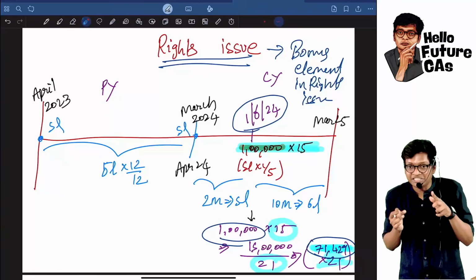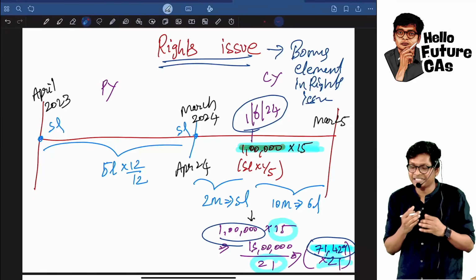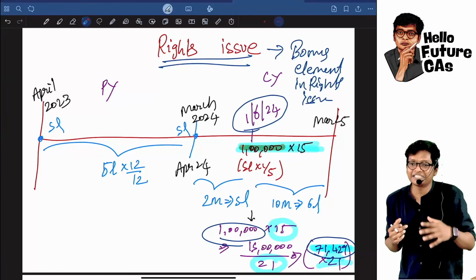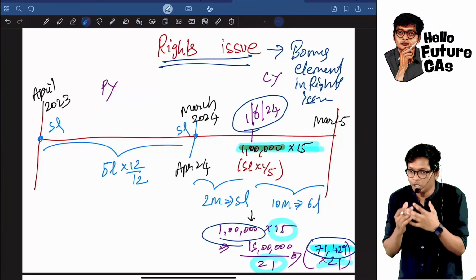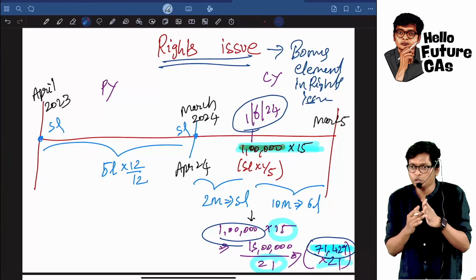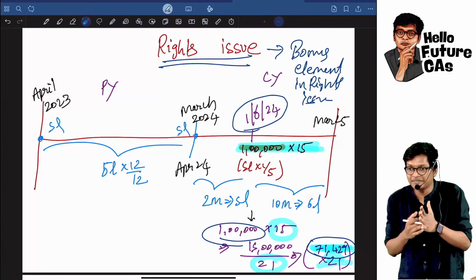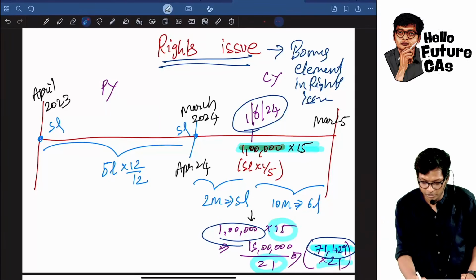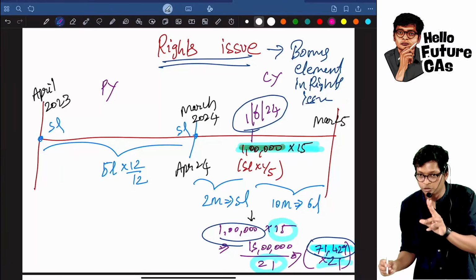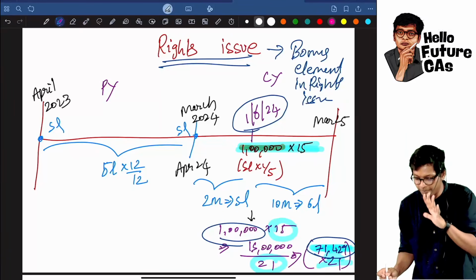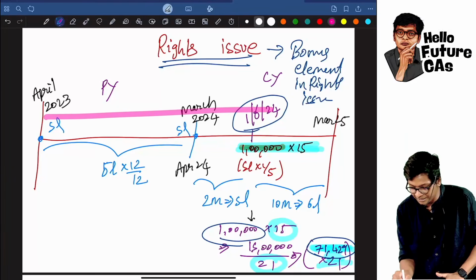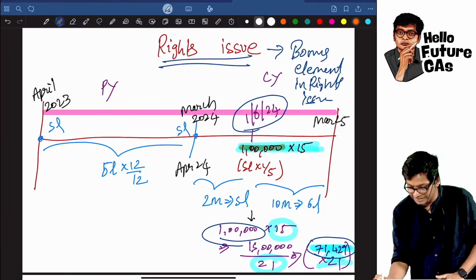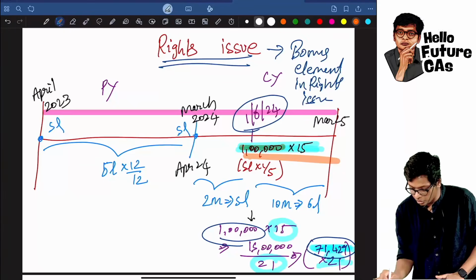Whenever bonus shares are given, or whenever shares are given without consideration, I told you, you have to assume as if they were given from the beginning of the reporting period. So I'm going to draw 2 lines over here. The page is going to get a little messed up, but follow, guys. First line, which is pink, and second line, which is going to be orange.